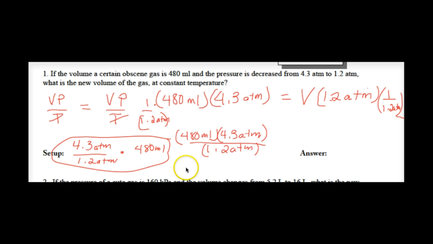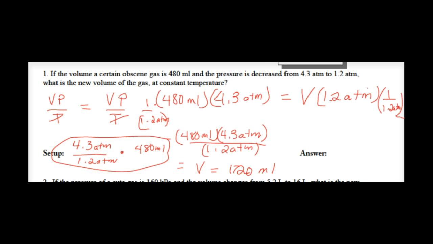Okay, so now that we have our setup, we can look at it and see if it makes sense. So the atmospheres would cancel. You'd be left with a unit of milliliters, and your new volume should be in milliliters. Now, to plug it into your calculator, you would do your 4.3 divided by 1.2, and then multiply that answer by the 480, and what you should come up with is that your volume is equal to 1720 milliliters.